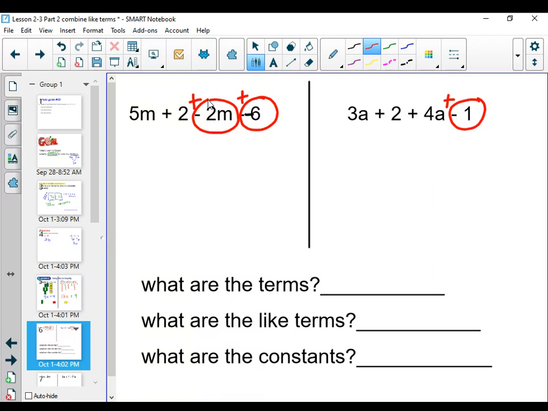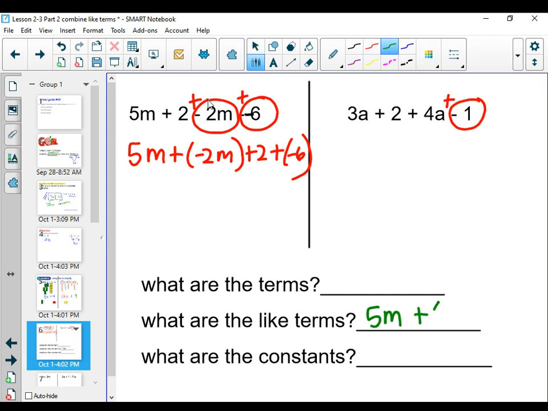If you want to rewrite the whole problem, you definitely could. 5m plus negative 2m plus 2 plus negative 6. A couple questions down here help me to remember. What are the like terms again? 5m and negative 2m. 5 monkeys, 2 monkeys ran away. I'm going to combine those. 3 monkeys left.